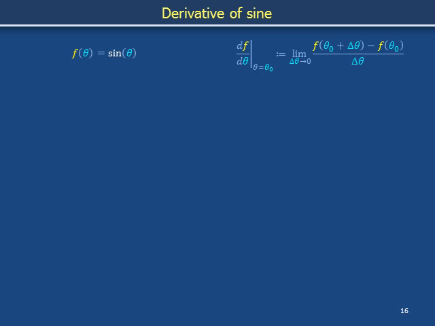Here f labels the sine function with the association rule f on theta equals sine on theta. Substitute this association rule into the definition of the derivative. df d theta equals the limit as delta theta approaches 0 of the fraction, with numerator sine on theta naught plus delta theta minus sine on theta naught over the denominator delta theta.